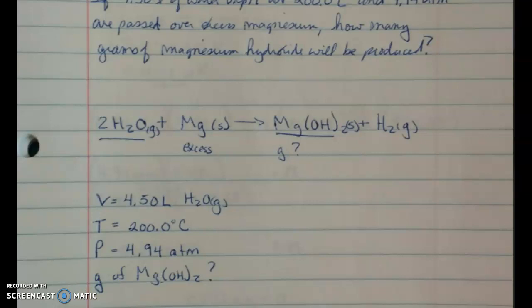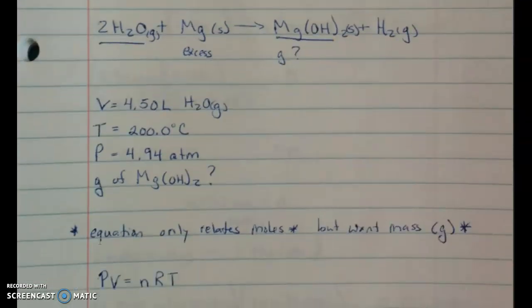So if we look at what we have here, we're given a volume, we're given a temperature and pressure. We're not given a second volume, temperature, and pressure, so we're not going to use the combined gas law. We're given grams. We know there's a relationship between grams and moles, so more than likely we are going to use the ideal gas law, which relates moles to volume, temperature, and pressure.